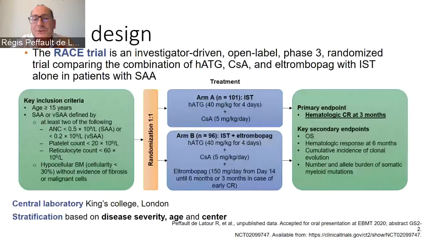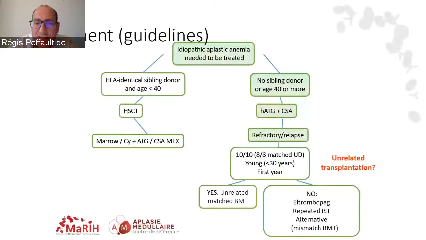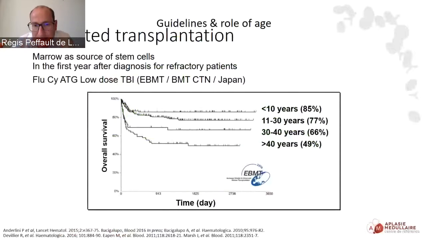So the next slide was just here to summarize the new things coming in the field. So now, if you don't have a sibling, you go to horse ATG plus eltrombopag. I told you the place of possibly a matched unrelated donor upfront. So now the question is, when you have refractory patients, who should receive a matched unrelated donor transplantation after immunosuppression?